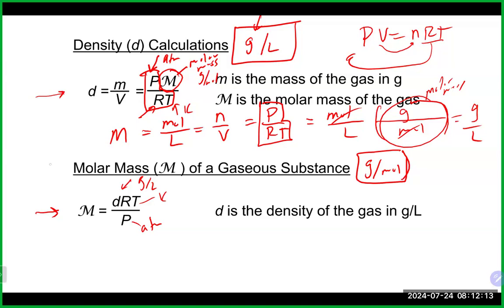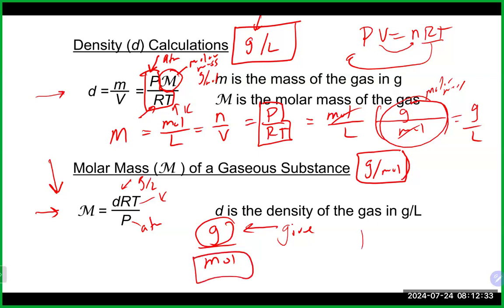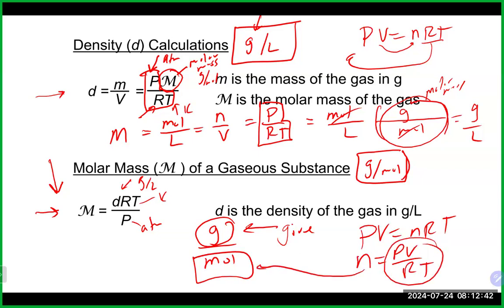Same thing down here. If you're looking for the molar mass, which is in grams per mole, typically in these problems they will just give you the grams of your gas somewhere in the problem. So really the only thing you need is moles, and that could also come from the ideal gas law. You solve for n, which is PV over RT. And then you would have the moles part of it.